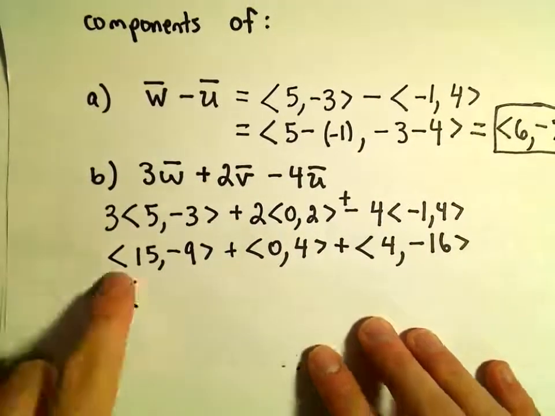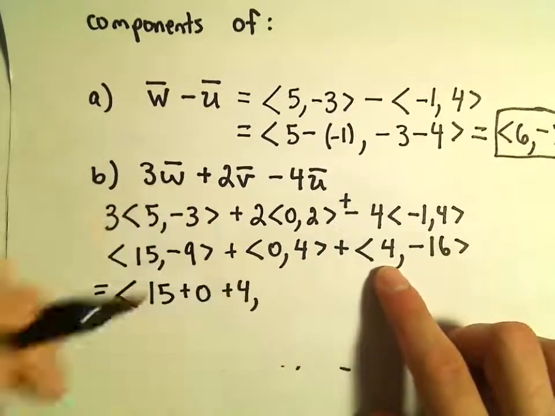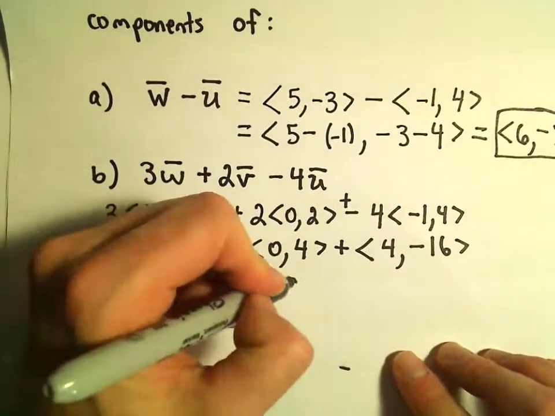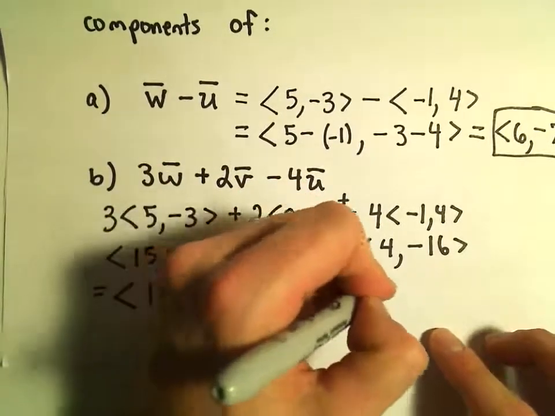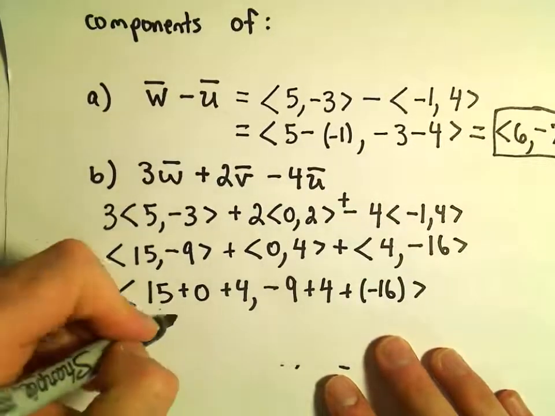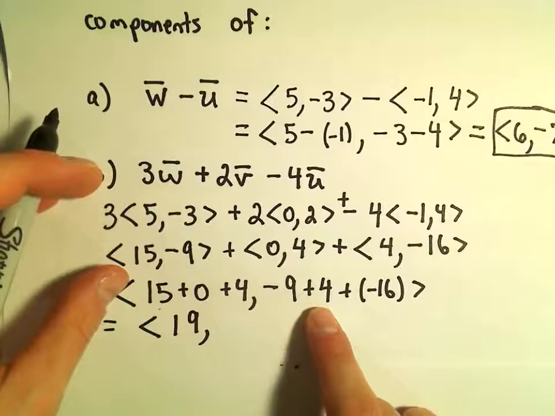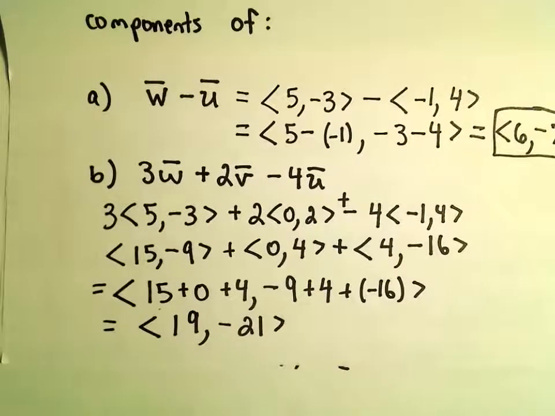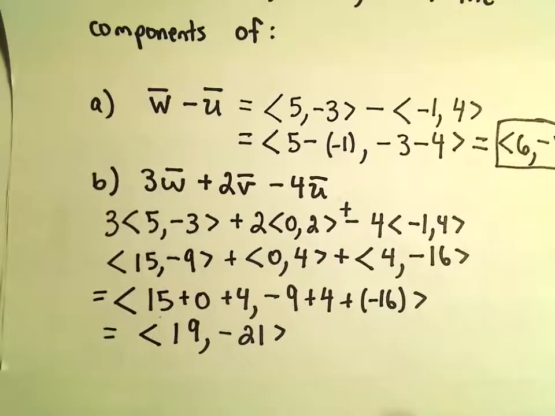But the basic idea is if you have a bunch of addition, you just add all of the respective first components, so 15 plus 0 plus 4, and then our next component would just be -9 plus 4 plus -16. And let's see, I think we can clean this up without too much trouble. 15 plus 4 is going to give us 19. -9 plus 4 will be -5. -5 plus -16 will be -21. And now we have the components of this new vector, 3W plus 2V minus 4U.